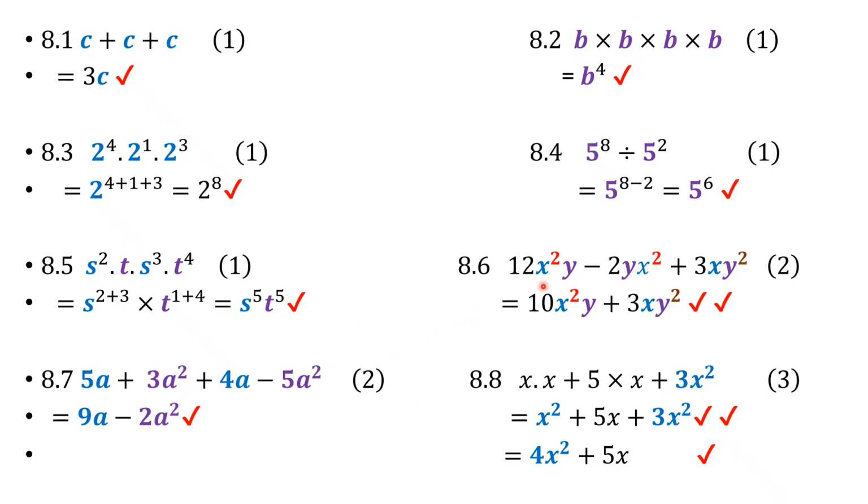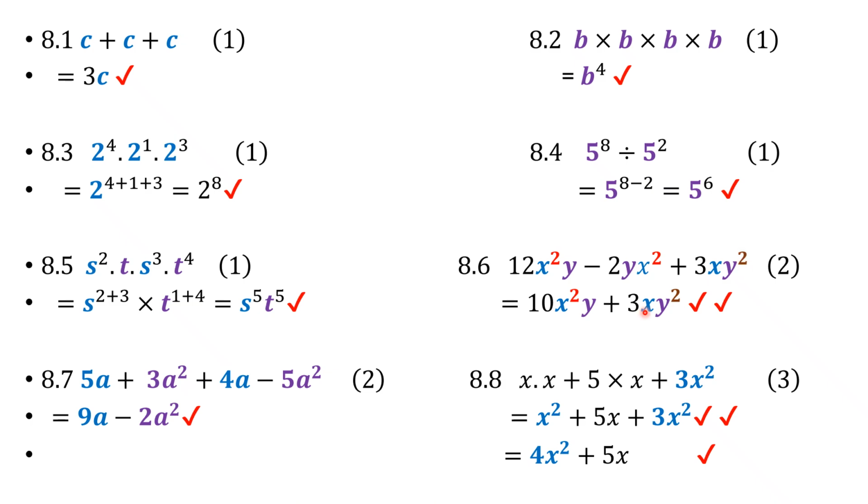8.6, 12x squared y minus 2yx squared plus 3xy squared. So when there's only plus and minus signs like this, we go look for like terms. So 12 has x squared and 2 has x squared, and that's y and y, so these two are like terms. Take note, this is x to the power 1, so it's not x squared, and that's y squared, not y. So therefore 3xy squared is not a like term.